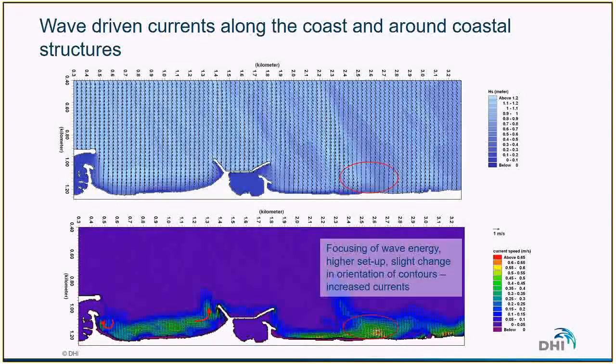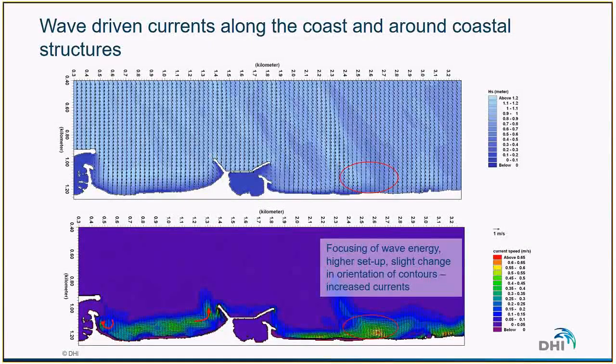So here is an example of a simulated wave field and its associated wave-driven currents field. And what we can see here is that the bathymetry is non-uniform, and this has an influence on the wave patterns. For instance, here in the red circle, there is focusing of the wave energy due to a shallow area, and this has an effect on the wave-driven currents, where we can see that there is an increased current.